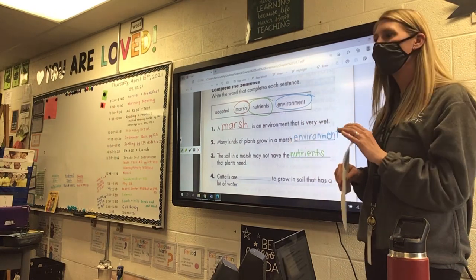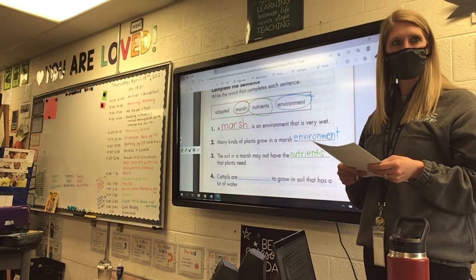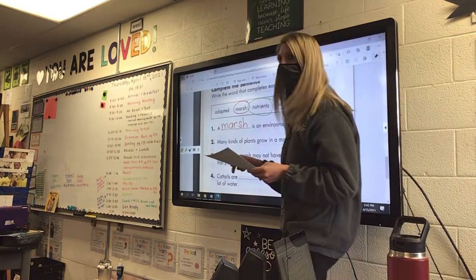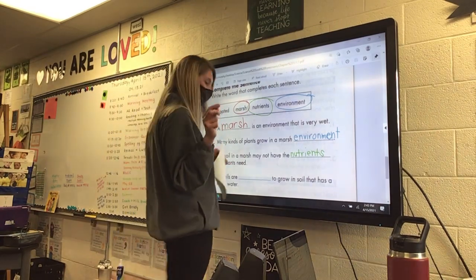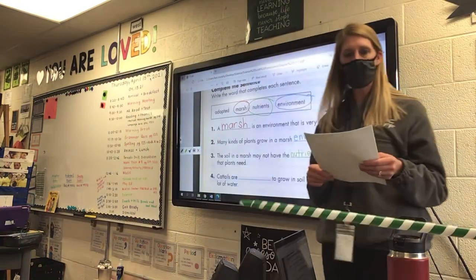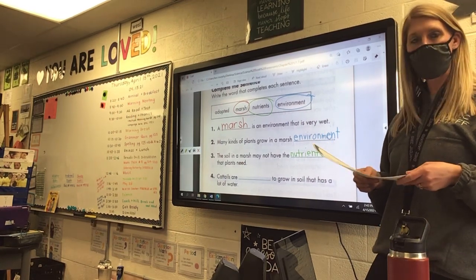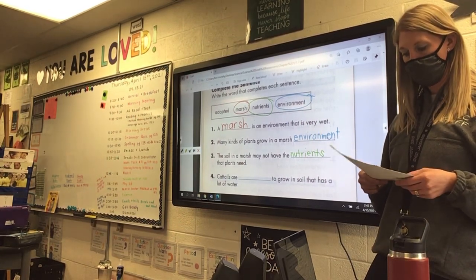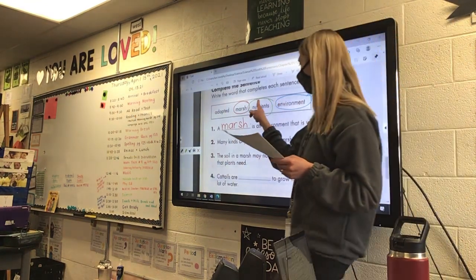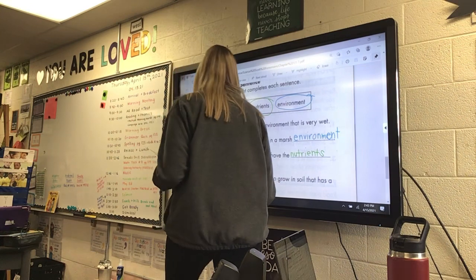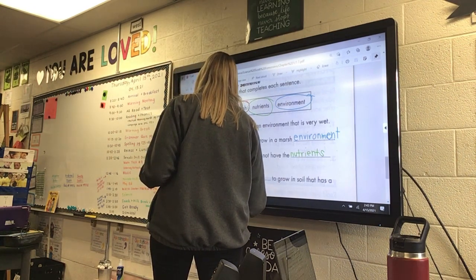Okay, number 4. Louis, did you read that? You read it. Go back and read it. Sound out that word. Cattails. Cattails are adapted to grow in soil that has a lot of water. Good. They are adapted to grow in soil that has lots of water.